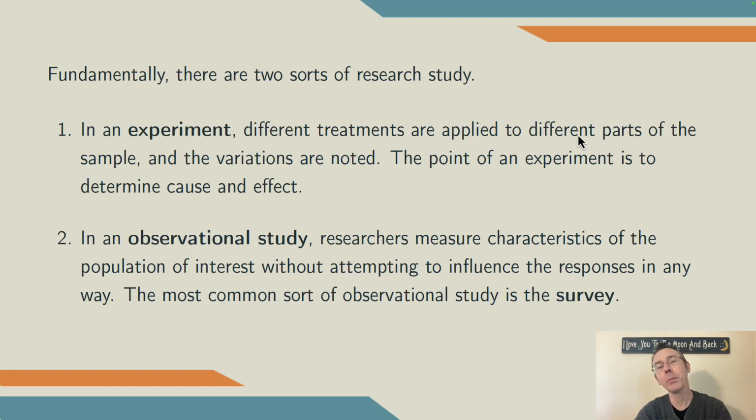is that in an experiment, different treatments are applied to different parts of the sample, and the variations are noted. By doing this, you should be able to hopefully determine if a treatment is having an effect. So the point of an experiment really is hopefully to determine cause and effect. You can't always do an experiment for various reasons, some of them ethical, some of them practical.